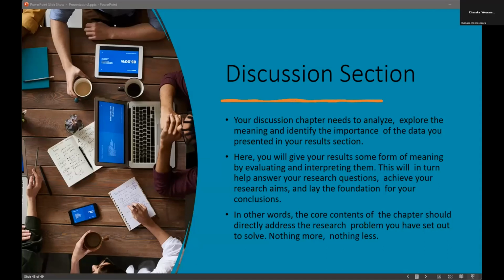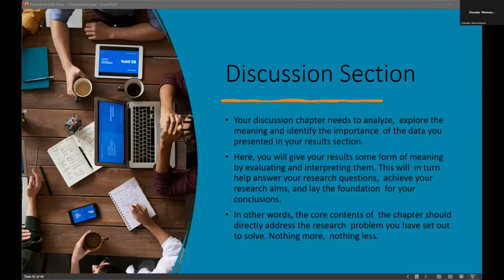So in your discussion chapter, you need to analyze, explore the meaning, and identify the importance of the data you presented in the results section. In the results section, you remember we just present and describe. Here what we do is we interpret, analyze it, and give a meaning for that, right? So that's what we are supposed to do in the discussion section.